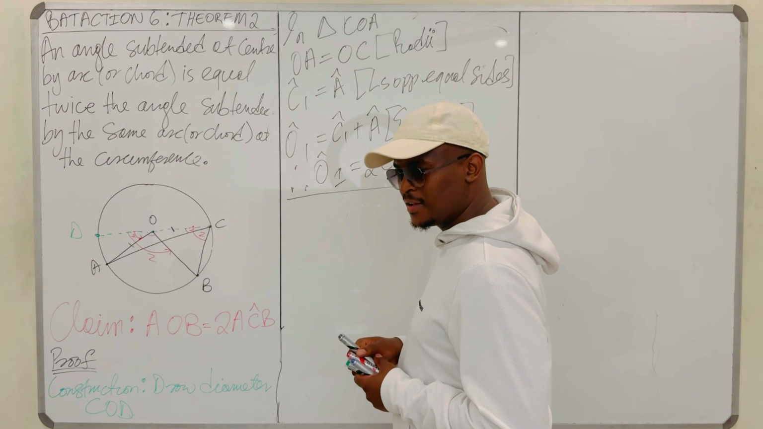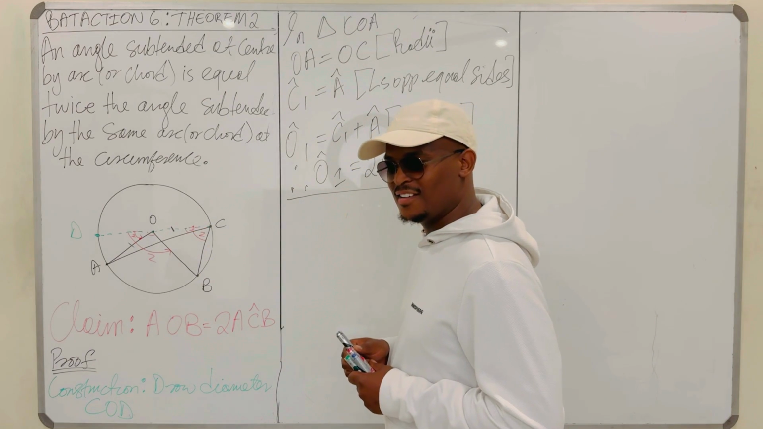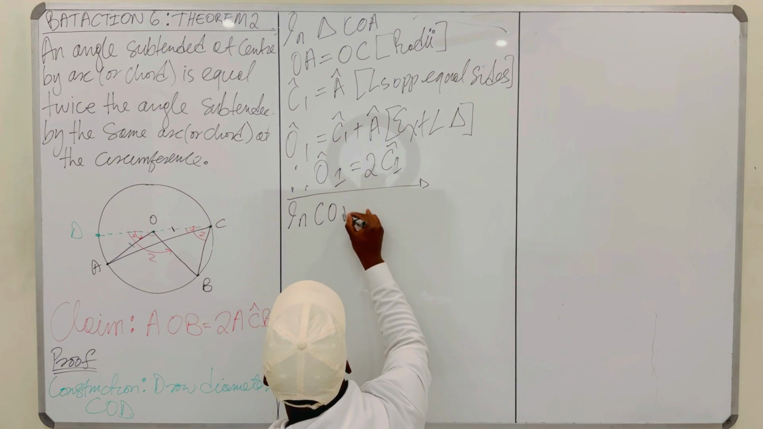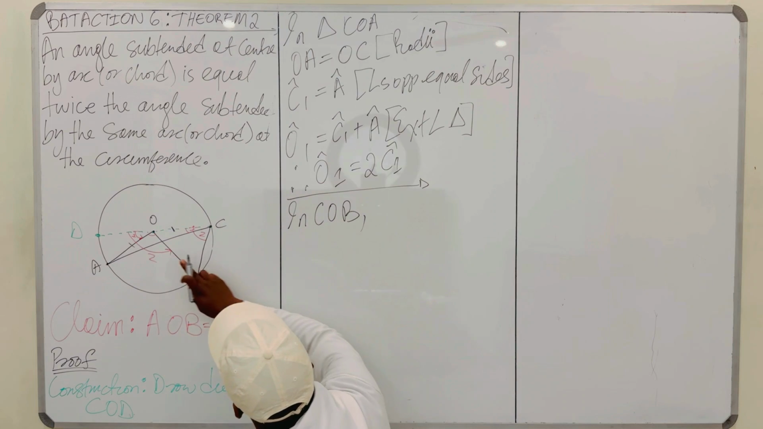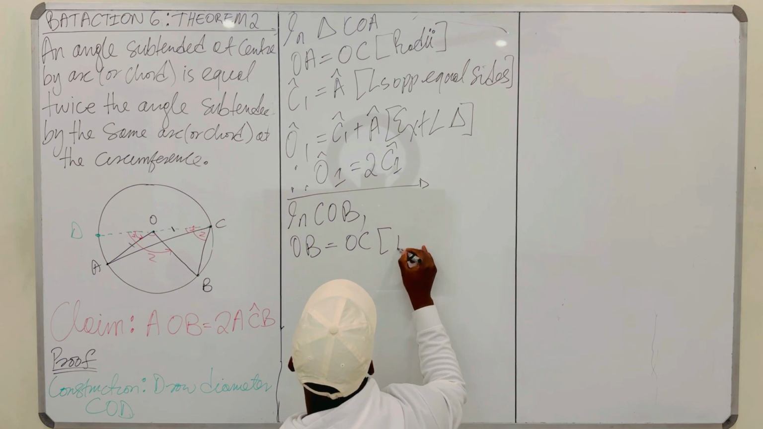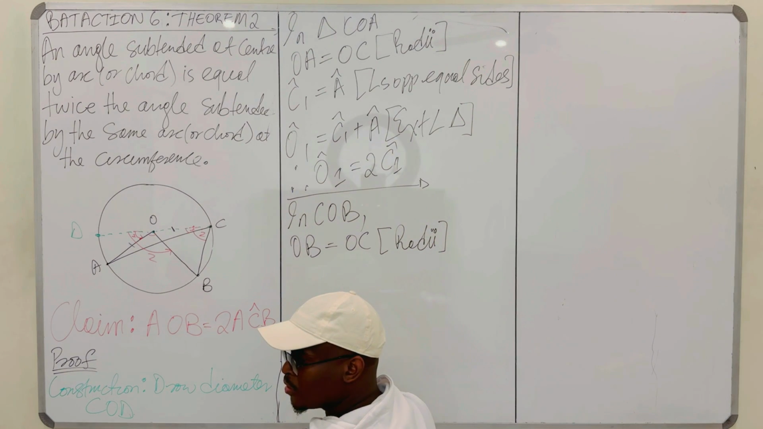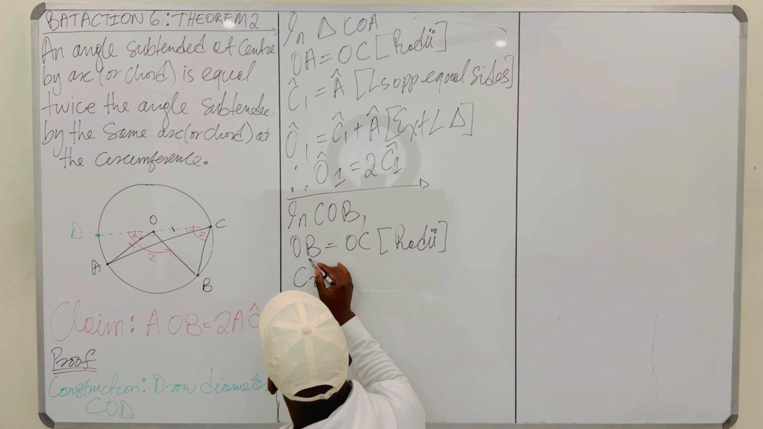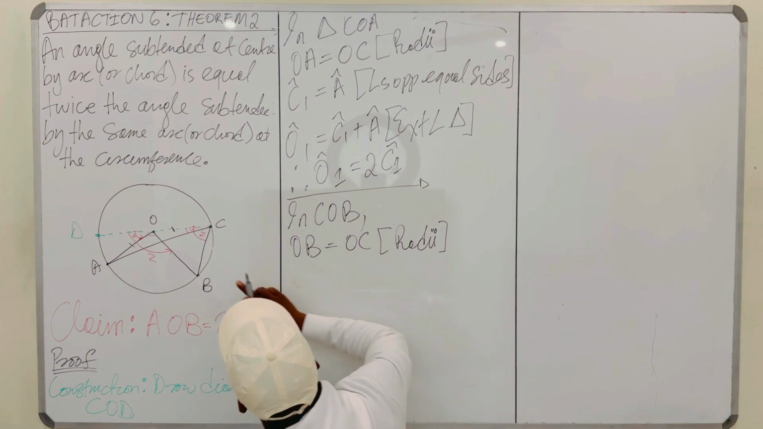Is everyone happy so far? Do the same thing on the other triangle. What do we say? In triangle COB, your OB is equal to OC. What is the reason? These are radii. What else? Then angle C, it's the whole C.